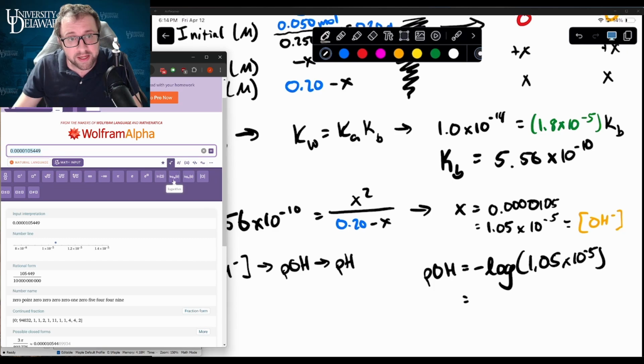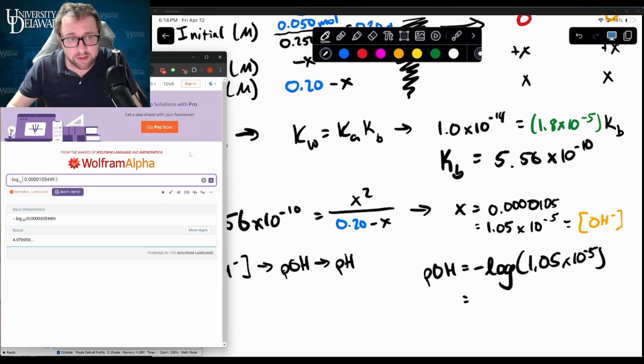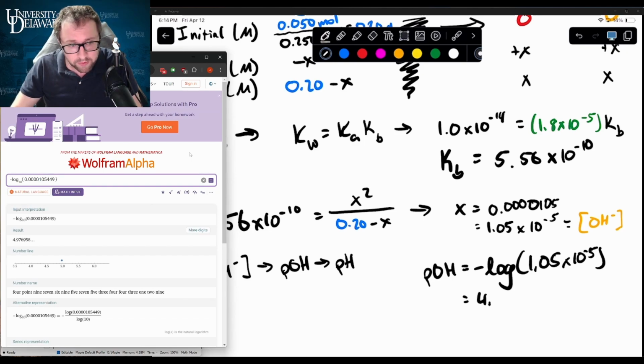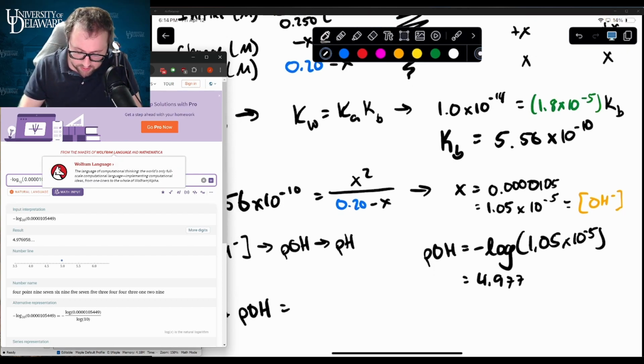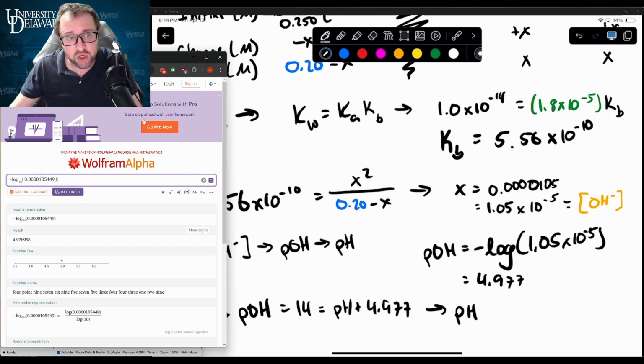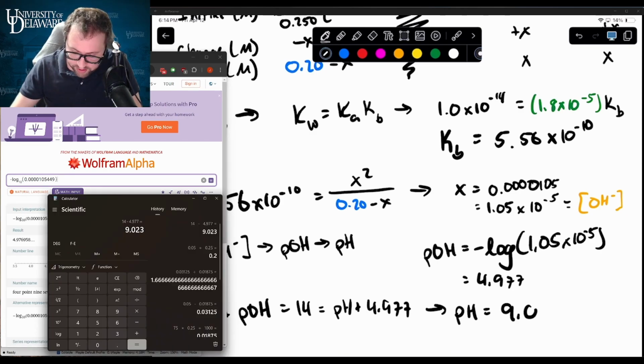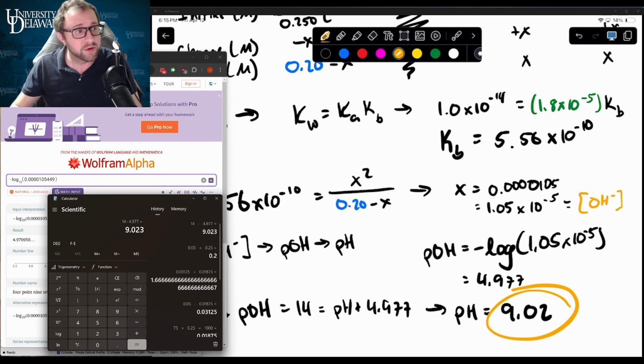I wonder if we highlight that and do that. I think it'll work. Yep. And we put the negative in front. So that'll give us 4.977. Now remember, pH plus pOH is equal to 14. So we have our pH plus 4.977 is equal to 14. And we'll just go pH is 9.02. We have 2 sig figs, so we'll stop there.